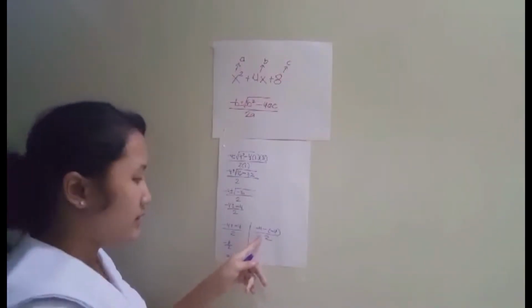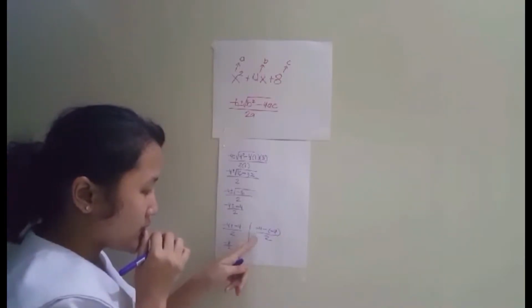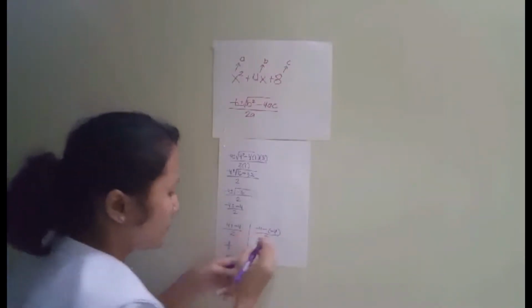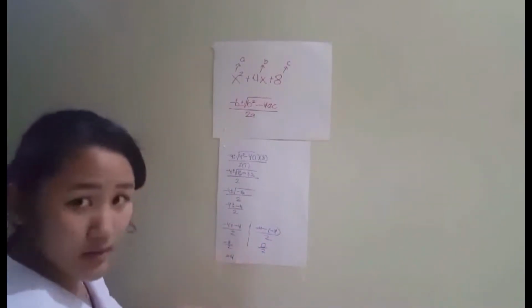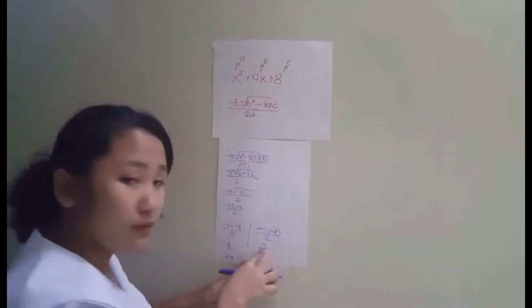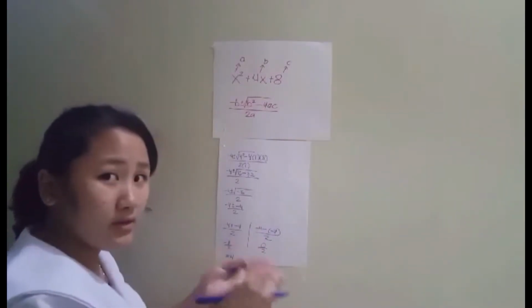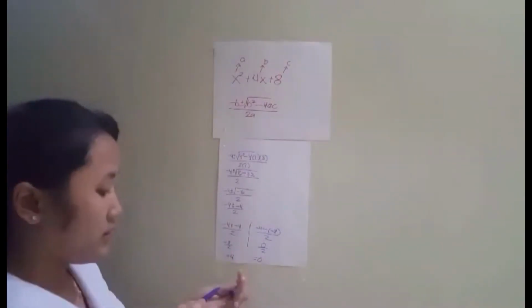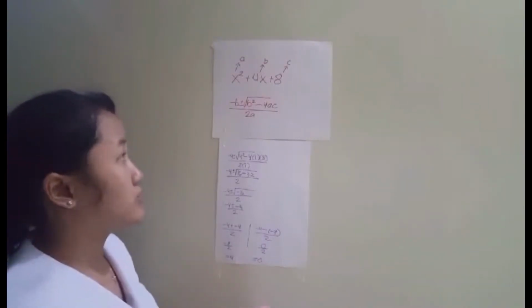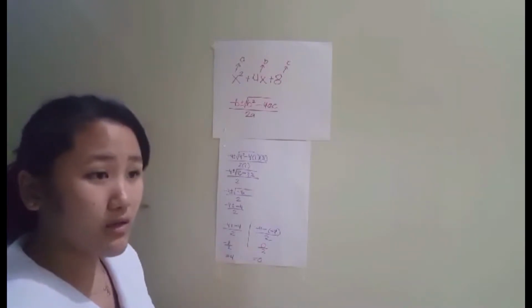And this, since it is like terms, we're going to have to subtract it. So it's going to be 0 over 2. Since the numerator is 0, then the whole fraction is 0. So it's going to be 0. So that is how you solve quadratic equations using the quadratic formula.